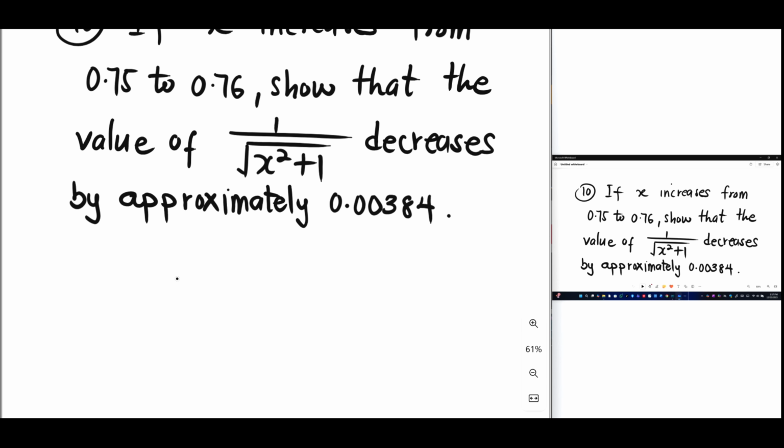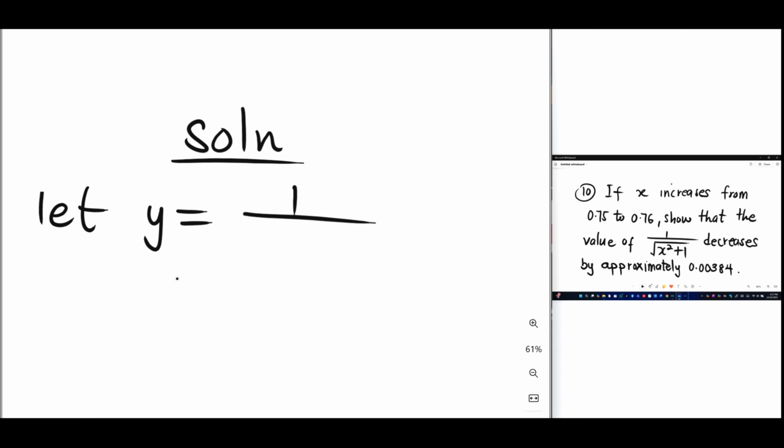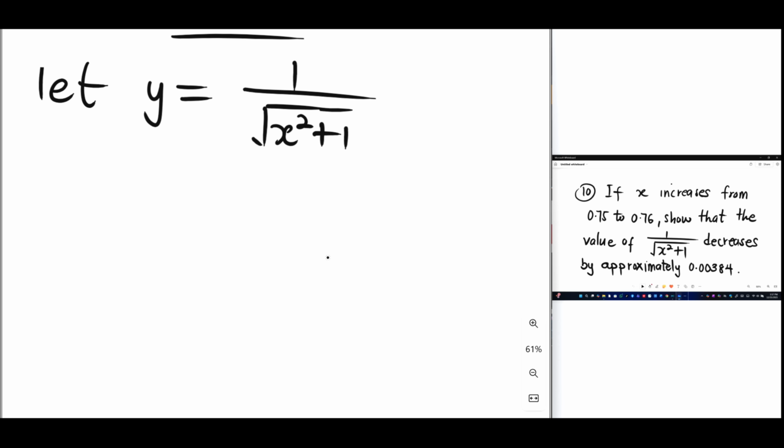So we start by saying, let y equal the given expression, which is 1 divided by the square root of x squared plus 1. Okay, good. So we are going to apply the idea of small change. Okay, small changes.